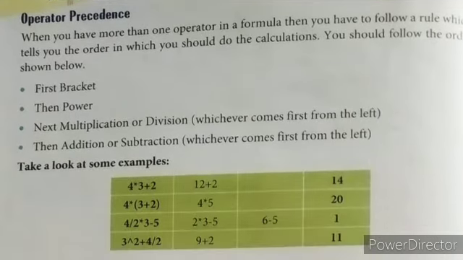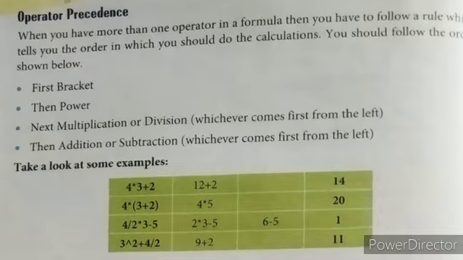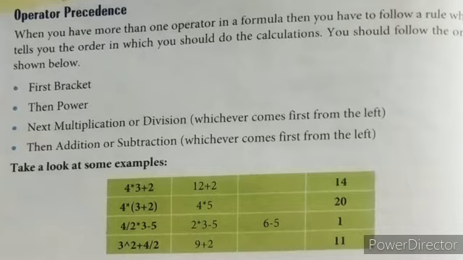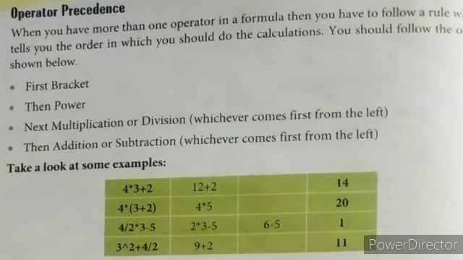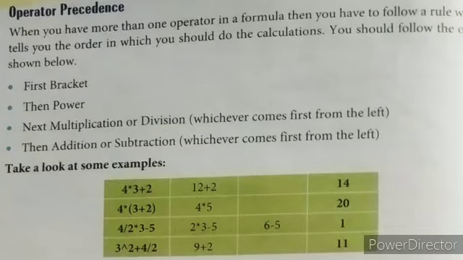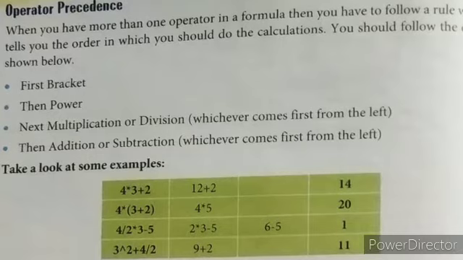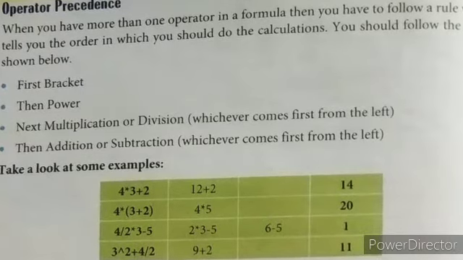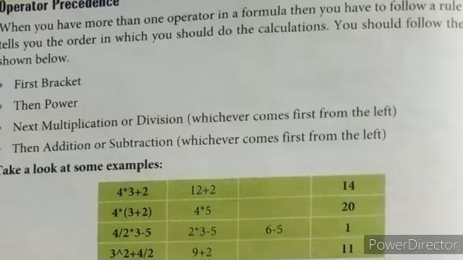Now students, let's start reading our next topic, that is operator precedence. What is operator precedence? Operator precedence means in which order operators will be evaluated. For example, see this table here: 4 plus 4 multiply 3 plus 2. If you follow the rule, multiplication will be solved first, then addition. You will solve 4 multiply 3, that is 12, plus 2 is 14.